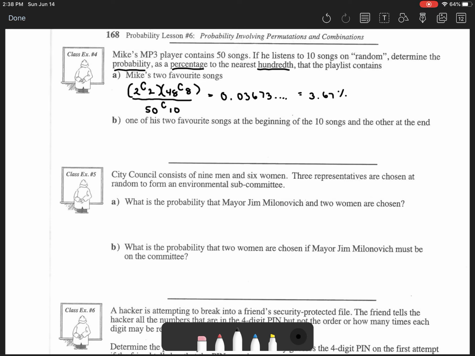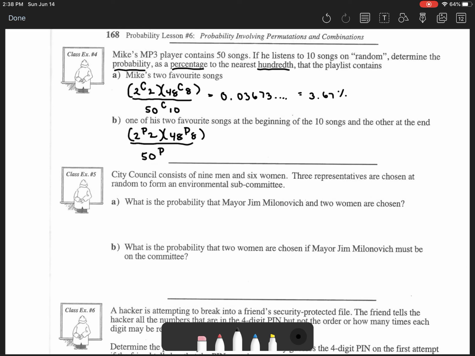Now in B it says one of his favorite songs has to be at the beginning of the 10 songs and the other has to be at the end. Okay, so in this case, we're talking about order mattering, aren't we? We have one that has to go at the beginning and we have one that has to go at the end. So this time it would be the 2 songs that are his favorites, 2 P 2, the order matters. So 2 P 2 and then 48 P 8. Okay, we're talking about permutations this time, order matters.